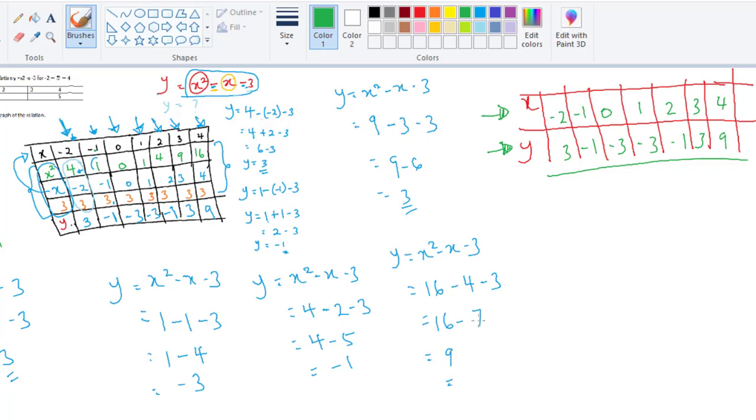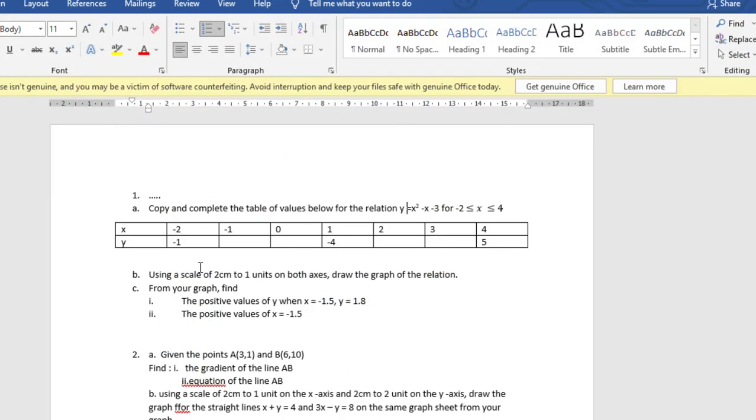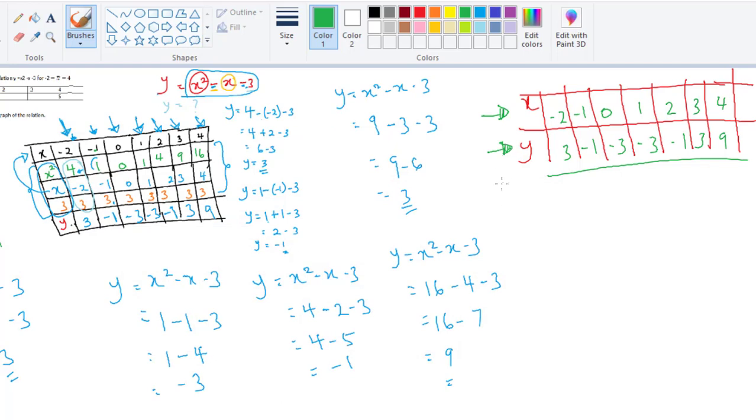Because when we look at the question, it says that we should first copy and complete, and we have copied and completed it, and that is what we have here. That is what we are seeing at this side. And so let's move to the next one. So this is A. We have solved for A.